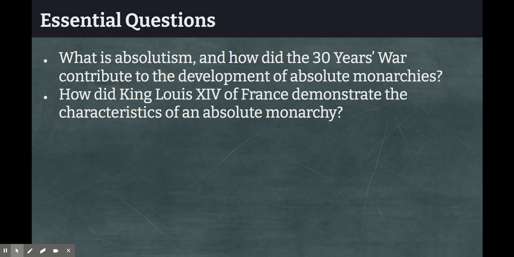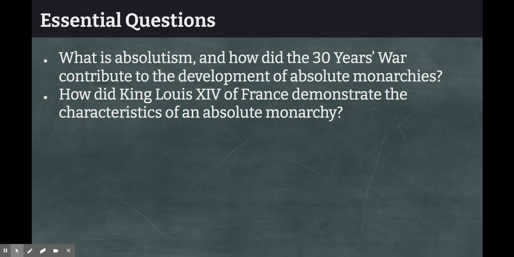All right, so today we're going to start our Absolutism and Constitutionalism unit. During the first half of the unit, we're going to look at absolutism. During the second, we're going to look at constitutionalism, and we're going to look at how these systems of government are different. So today we're going to define absolutism, and then we're going to look at how the 30 Years' War contributed to the rise of this system of government.